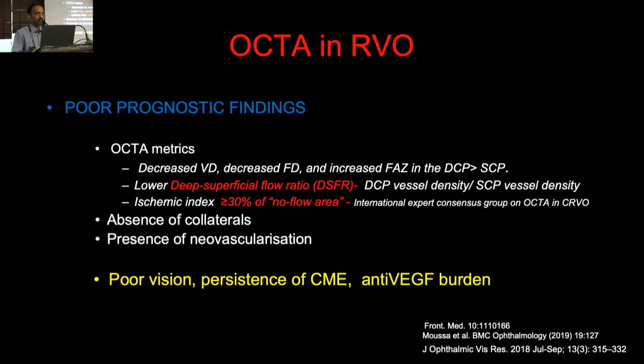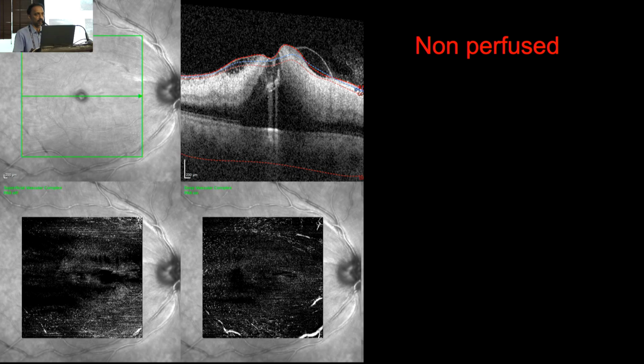And there are a lot of OCTA-based metrics that we use: decreased vessel density, decreased fractal dimension, increased FAZ. All these are biomarkers which tell us that this is a poor prognosis. We now try to compare the deep and the superficial flow rates, and if the ratio is lower, we know that this is an eye which is progressing towards more ischemia. We look at the ischemic index. We have a value now, more than 30%. It means increased ischemia. We look at the collaterals. So all these are poor prognostic markers. These patients may end up with persistent macular edema and increased anti-VEGF burden.